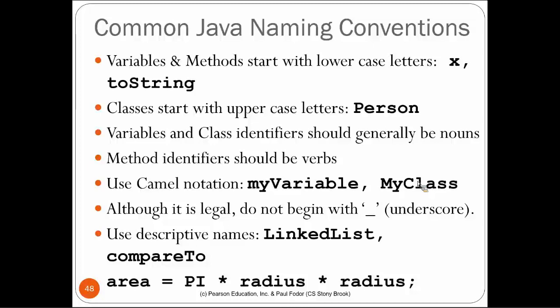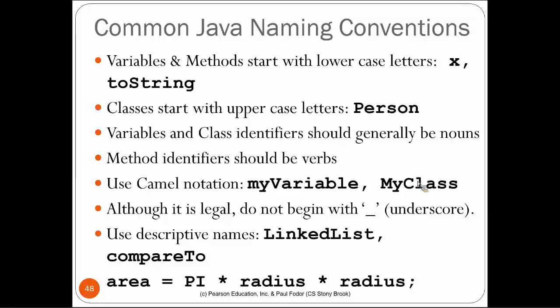Although it is legal, do not start with an underscore. Basically, it's conventional not to start with an underscore. This is different than Python, where there are actually methods that start with underscore, like __init__, __str__, __eval__, __repr__, and so on. In Java, we can use an underscore within a variable name, but we do not put it at the beginning of the variable name or identifier name.